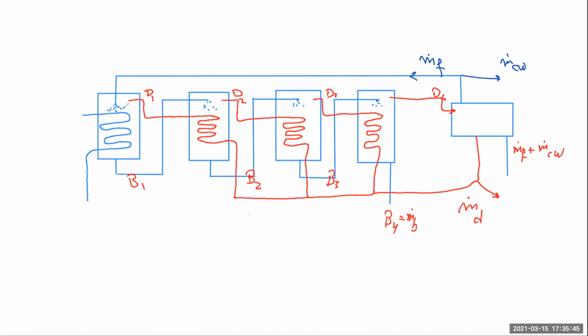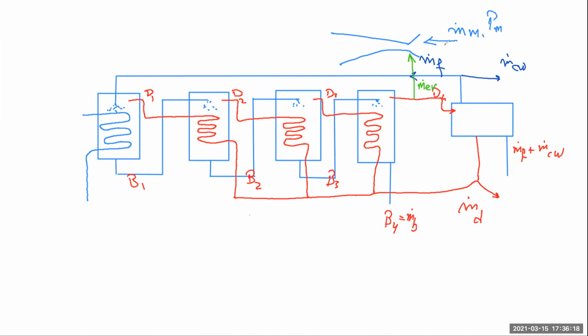Now, for the vapor which is leaving the last effect, what we may do is connect an ejector here. This ejector is receiving motive steam at a certain motive steam pressure. This ejector, what does it do? It entrains some of the vapor here, which is m dot entrained vapor.